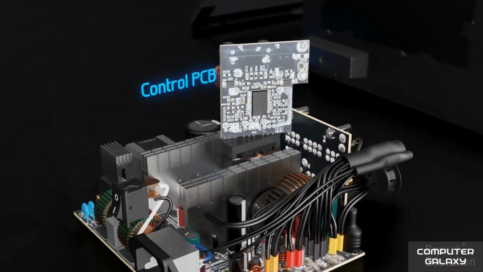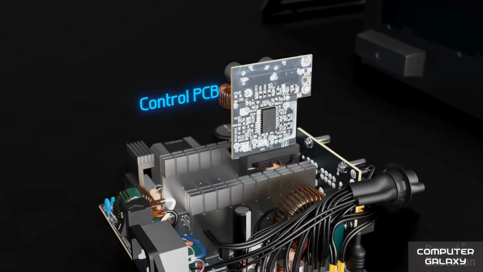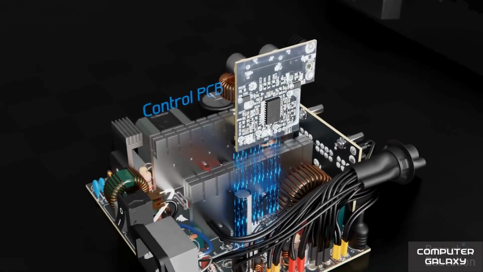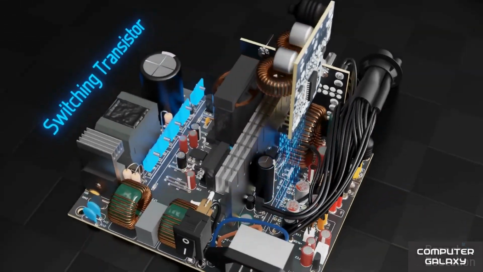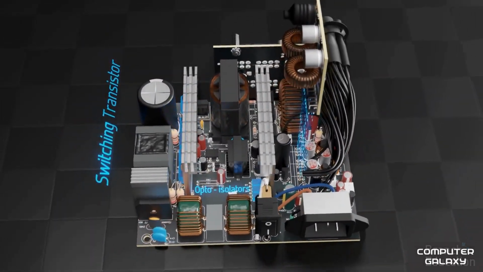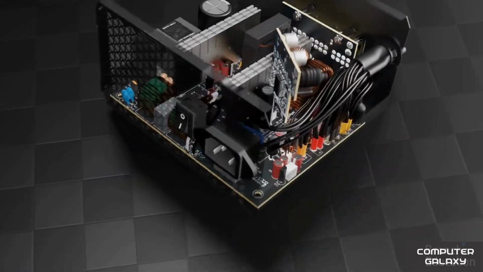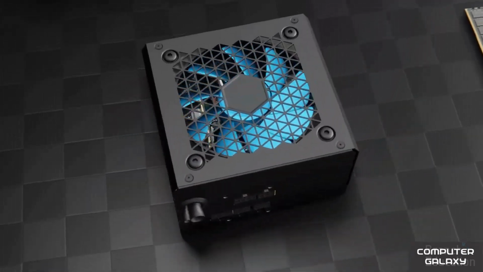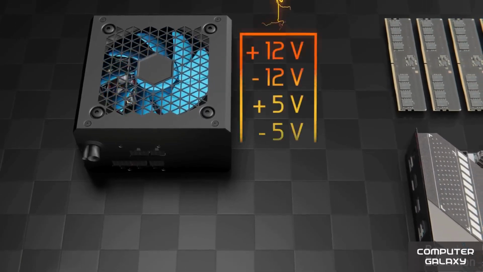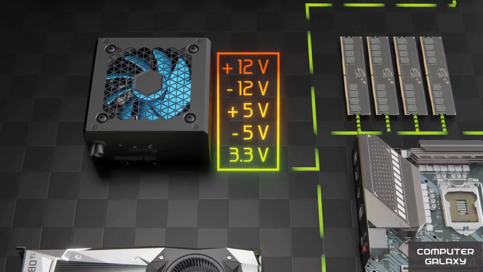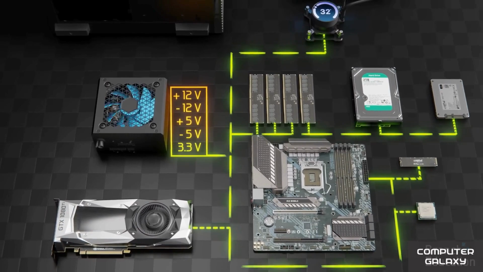Here's the control PCB that ensures a stable output voltage and sends adjustment signals to the switching power transistor on the primary side using opto-isolators. There are dozens of other components used to filter the input voltage and generate various output voltages, which are then sent to all the different hardware in your computer.